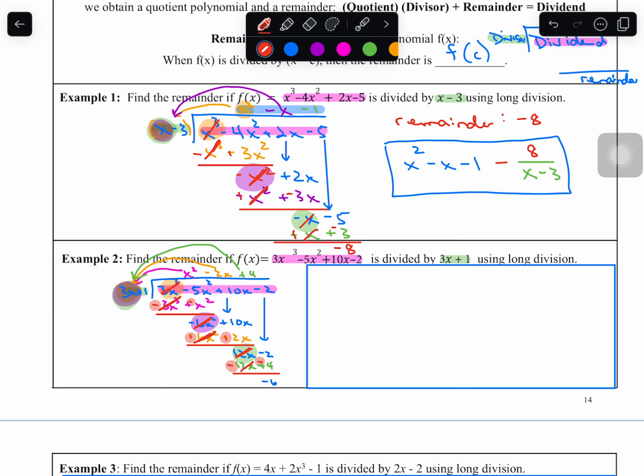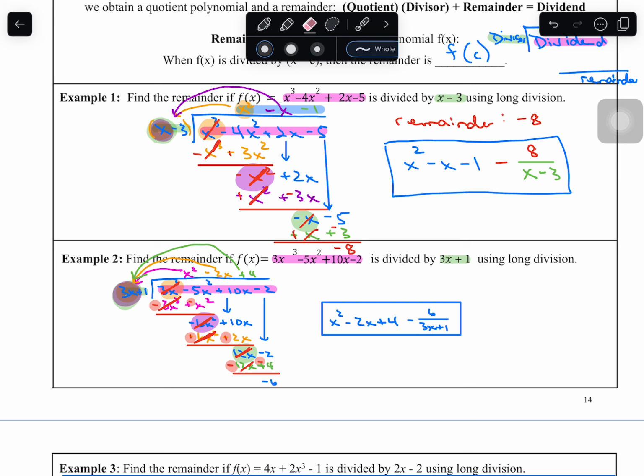So again, the remainder would be negative 6, but just practicing on how to write my final answer like I have up here, I would go ahead and write the quotient, which is up on top. So I have the x squared minus 2x plus 4. And then I have the remainder, which is negative 6, and there's the negative sign. And then I have the divisor, which is out in front there. Okay? Hopefully you were successful, or you at least found your mistakes there.